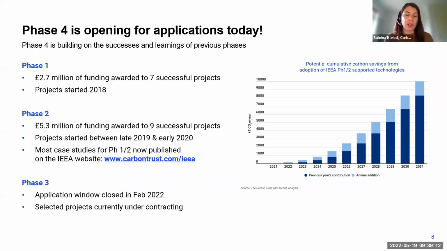The application window of phase 3 ended earlier this year, and the selected projects are currently under contracting. And the next round of funding, what we refer to as phase 4, has opened today and will be open until early September.